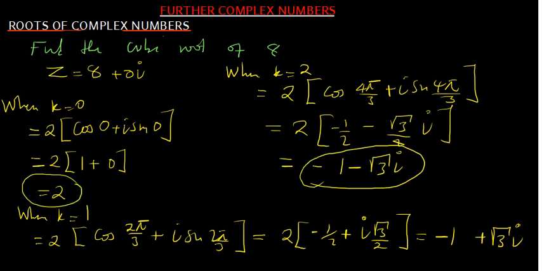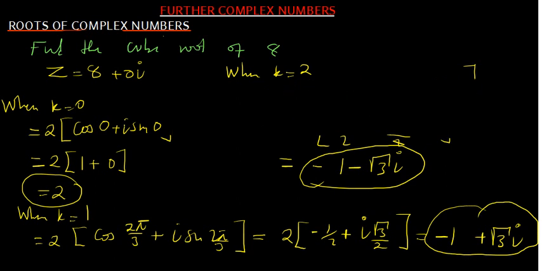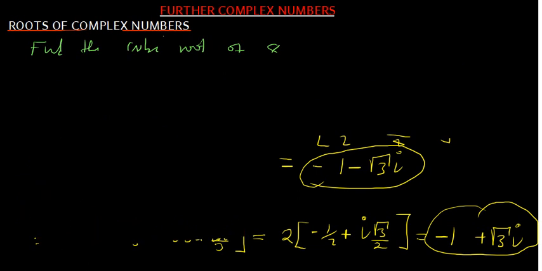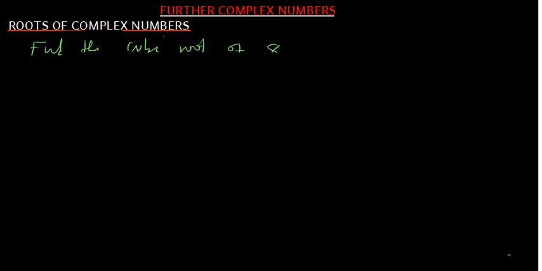The first one is 2, and then we have got negative 1 plus root 3 i, and then we have got negative 1 minus root 3 i. So basically that is how we find a root of a complex number. Well, I can leave you with finding it using this procedure in complex form. Let me leave a very simple example of a square root.